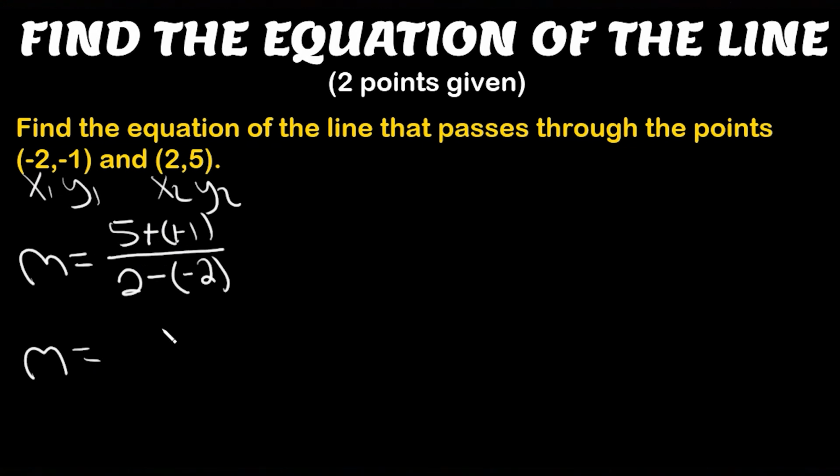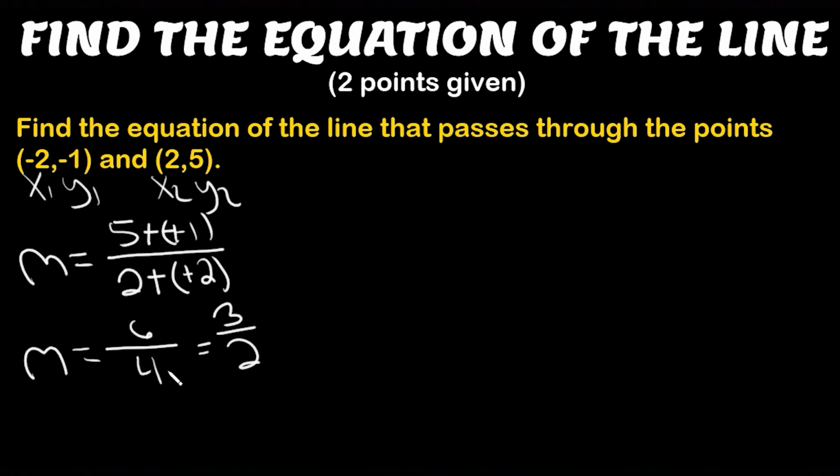Those 2 negatives make a positive. That leaves me with 5 plus 1. And that will give me 6. Okay? 2 minus a -2. Again, 2 negatives make a positive. I get 4 here. And we can go ahead and reduce it down. We know that 2 will go into 6 3 times. And 2 will go into 4 2 times. Right? And so there's my slope, 3 over 2.